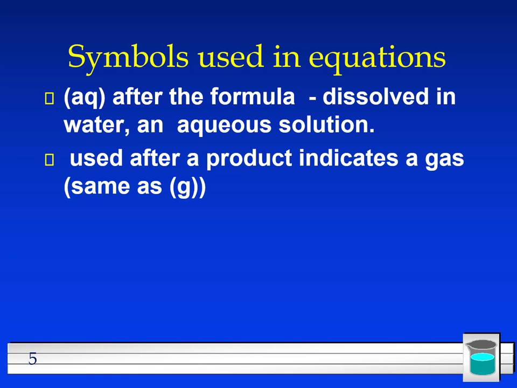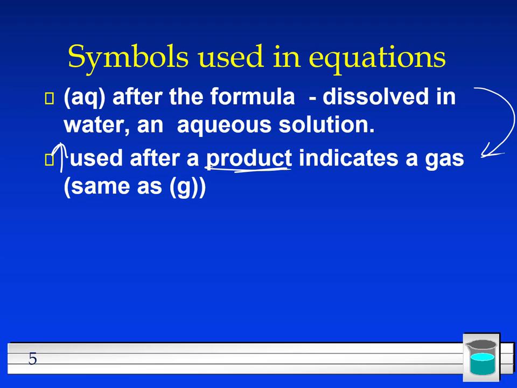Okay, so another way that I can indicate a gas is by putting an upward arrow after the product. It can only be on the product side. And that has to do with this aqueous thing. Because if I have an aqueous solution and I make a gas, that means I'm going to make a gas in the middle of that aqueous solution. And what that's going to look like is bubbles.